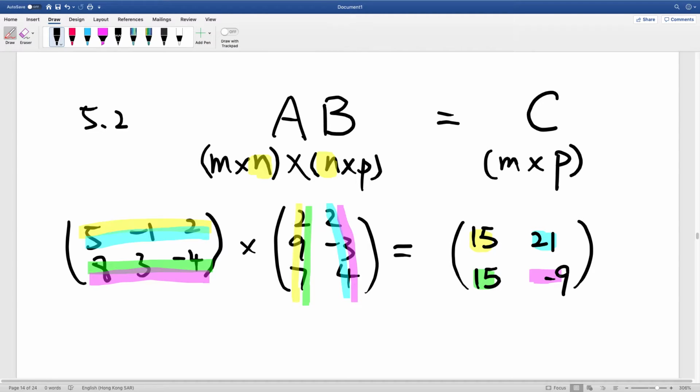Now if you want to find matrix A times matrix B, press option, then you get matrix A. Option again, you get matrix B. Times. It's much faster.